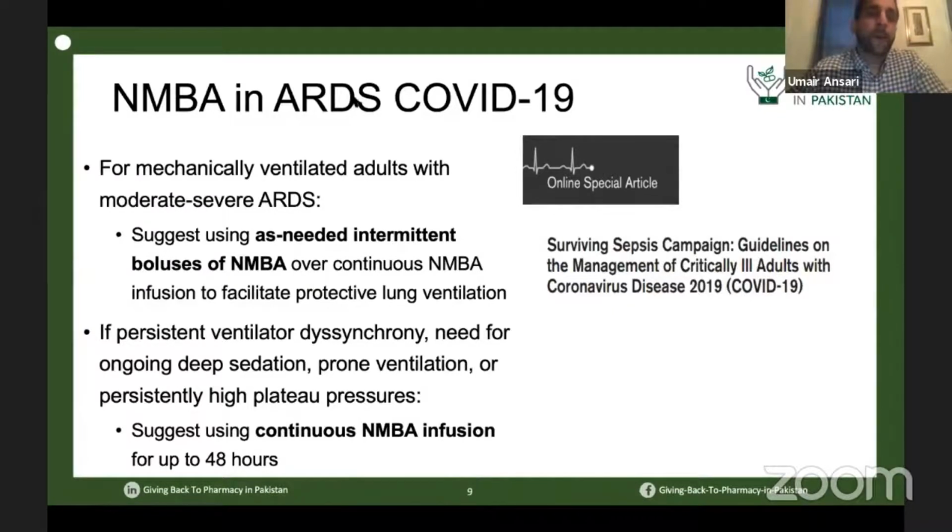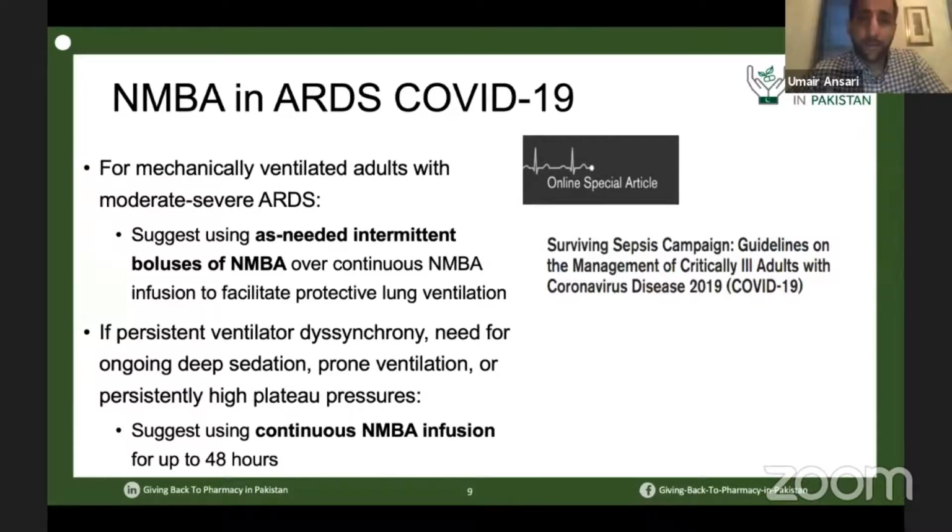So now focusing on NMBAs in ARDS in COVID patients. The recommendation in these guidelines, which obviously were released this year, from Surviving Sepsis, focusing on critically ill patients. They recommended that for mechanically ventilated patients we should use as-needed intermittent boluses first over a continuous infusion. And that is the recommendation that you will see other societies and panels have been providing as well.